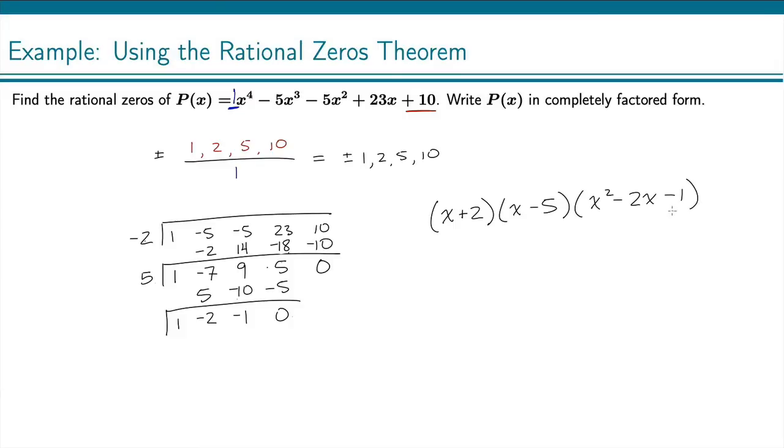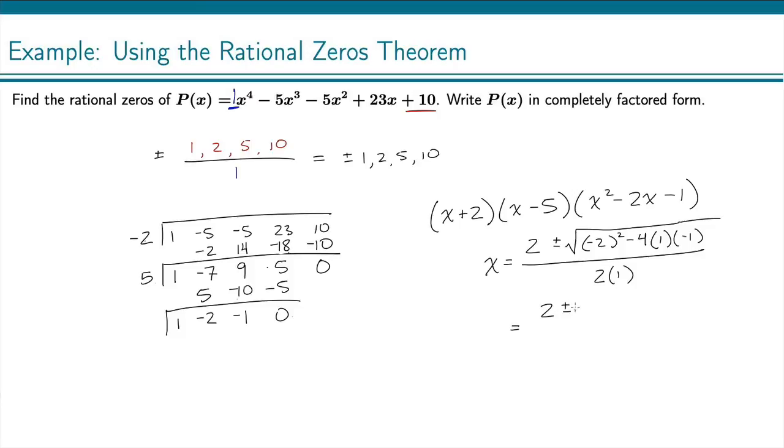Okay. Now we want this in completely factored form, but this doesn't have any rational zeros. That means we need to go on and find irrational zeros. But because this is a quadratic, we can find those zeros by using the quadratic formula. So the quadratic formula, x equals negative b, which is 2, plus or minus the square root of b squared, negative 2 squared, minus 4 times a times c, all over 2a.